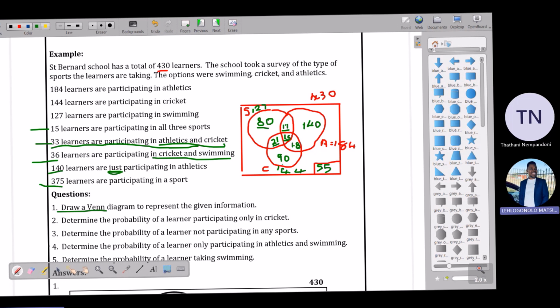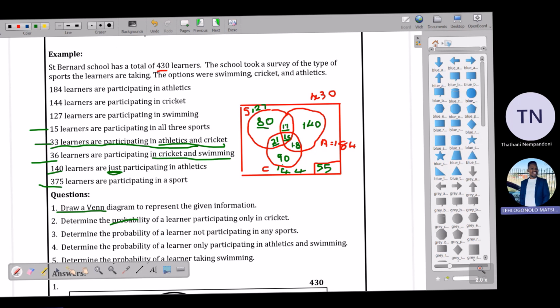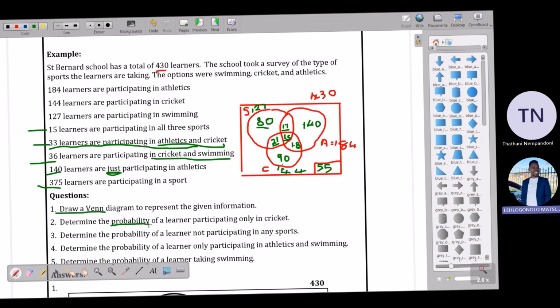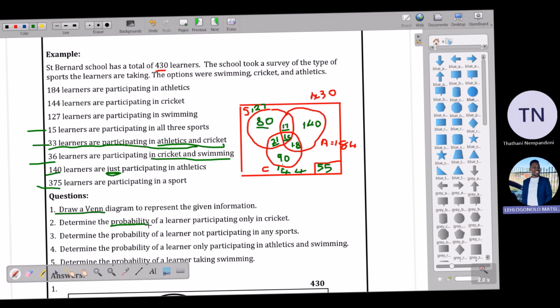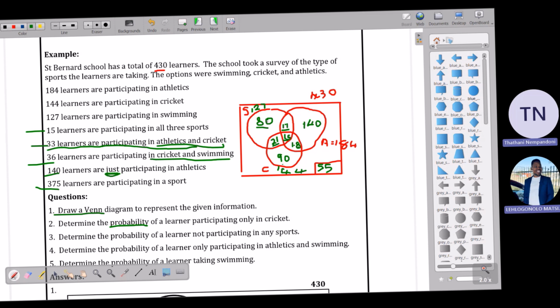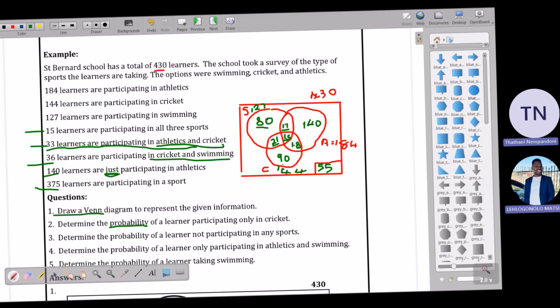The second question says determine the probability. This is important to figure out the statement. What do they want? Sometimes they can say determine the number of learners or number of participants. So when they say the number of learners, you just pick out the number here as it is. If you get 80, get 80. If you get 17, get 17. If you get 20, get 20. No need of dividing. The number, if they say the number of participants.